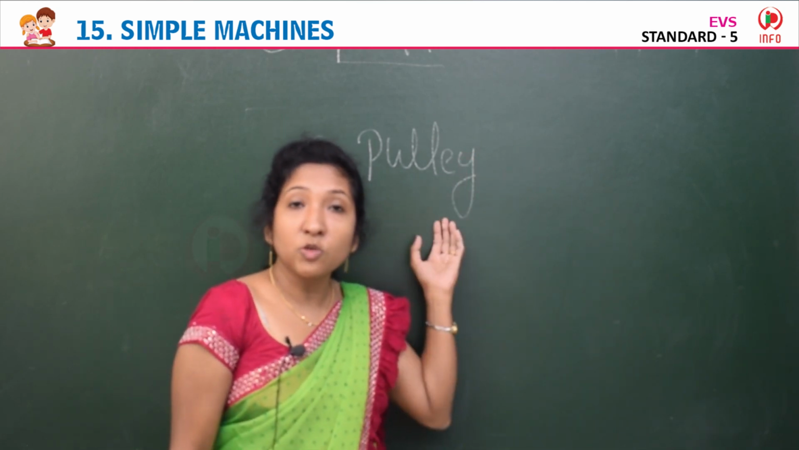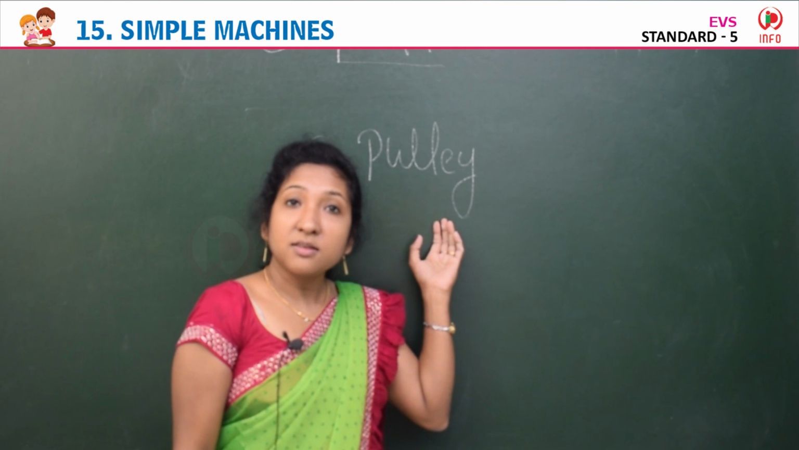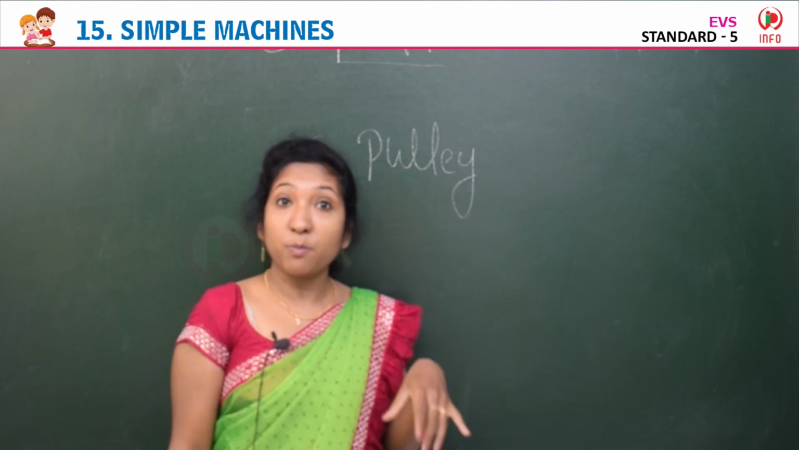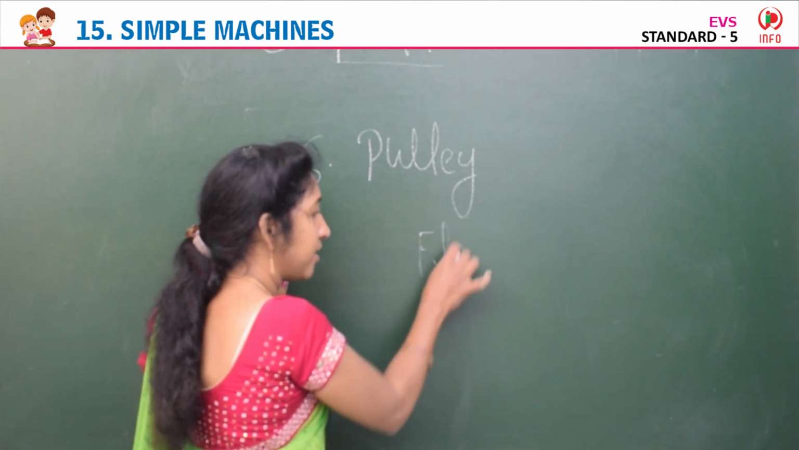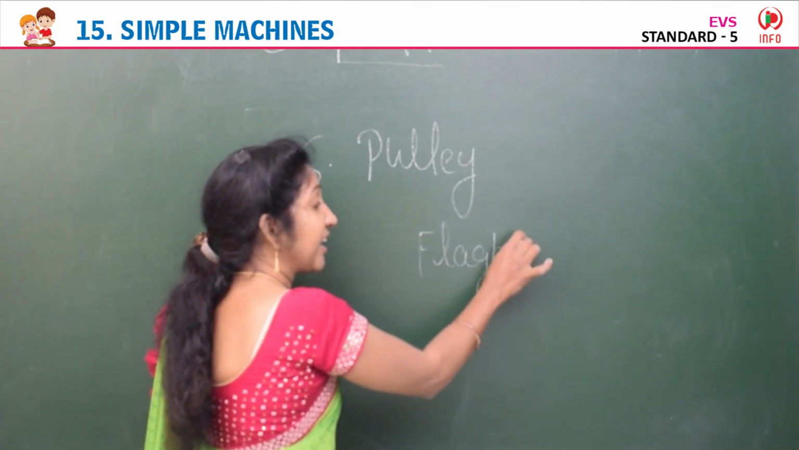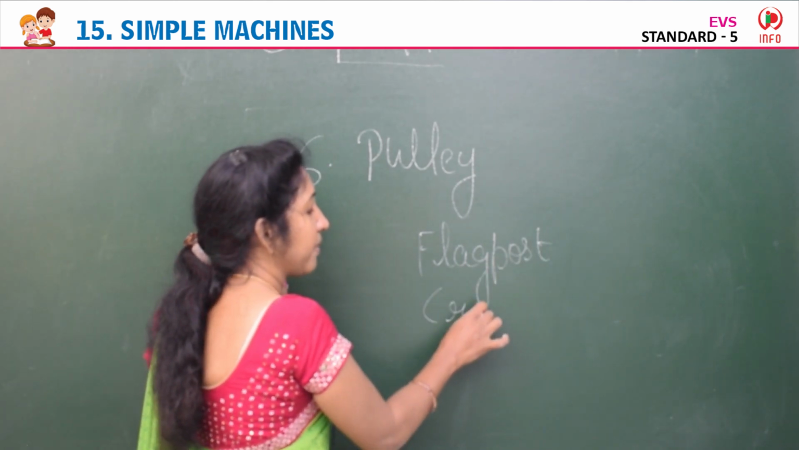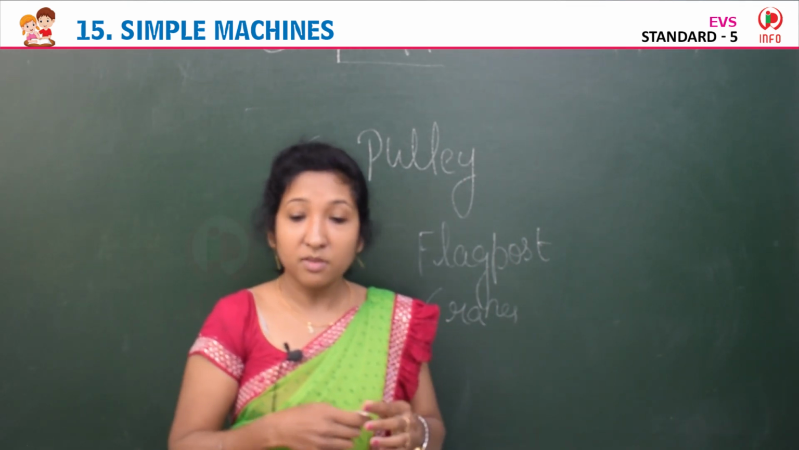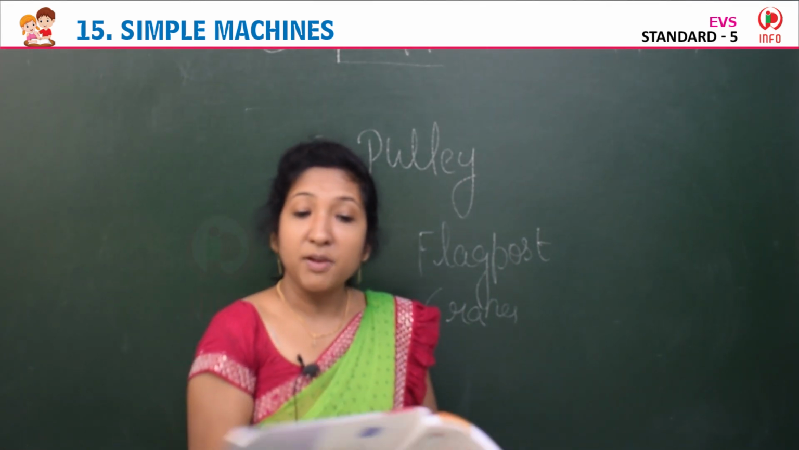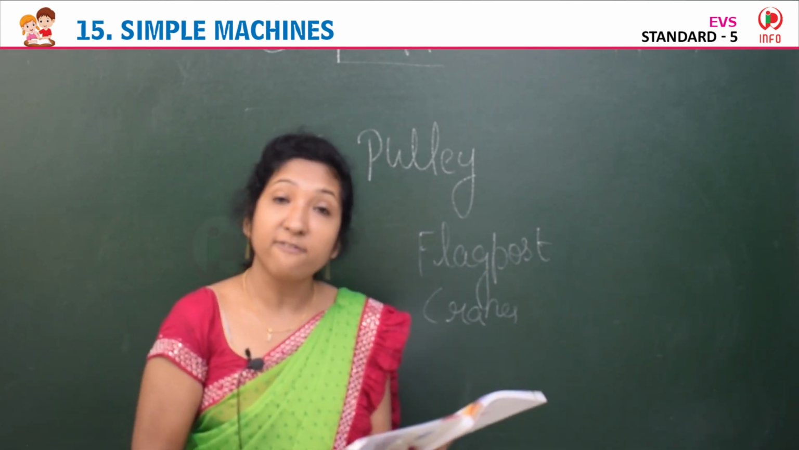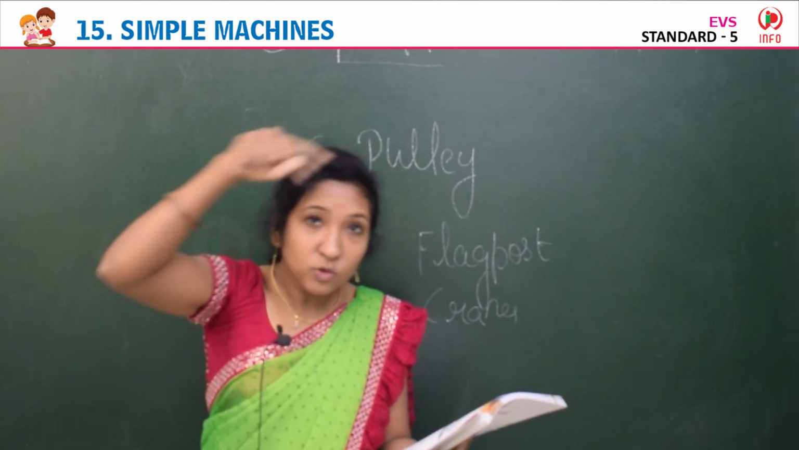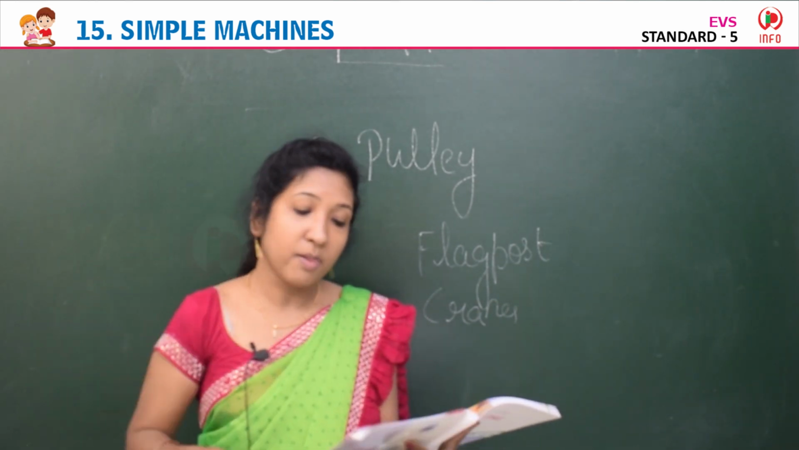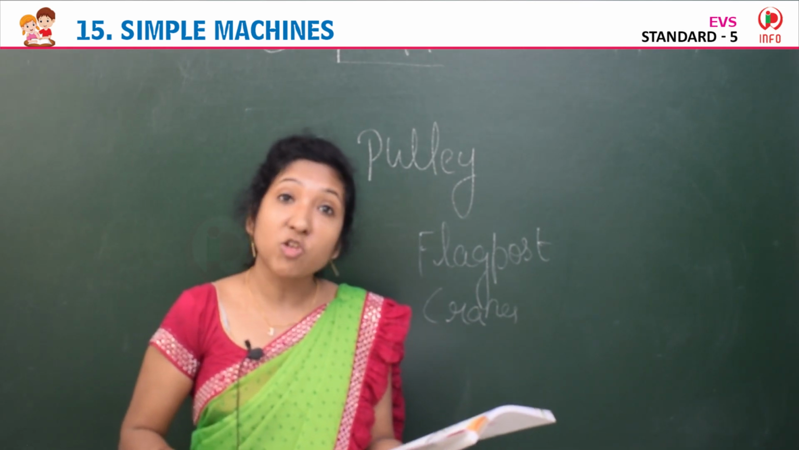Since it is used to pull things, we say it as pulley. Example, flag post. Flag post is an example of pulley. Then cranes, another example. How the cranes are lifting heavy objects. You have seen, no? Just read. A pulley is a simple machine consisting of a wheel with a groove. In that groove we are holding the rope. It is used to change the direction of force.